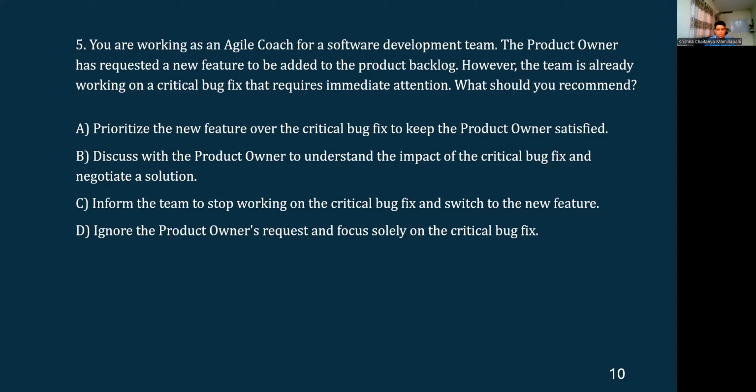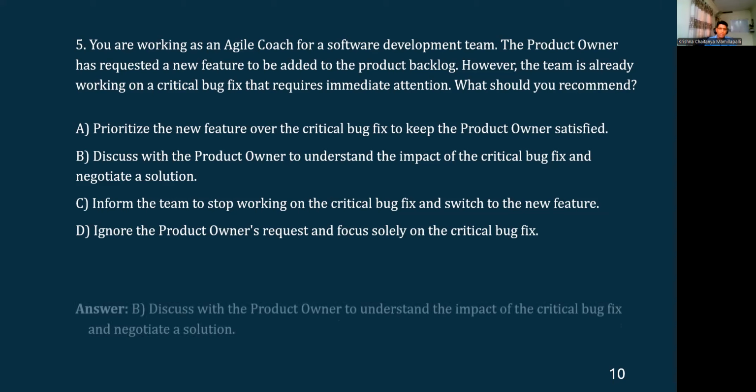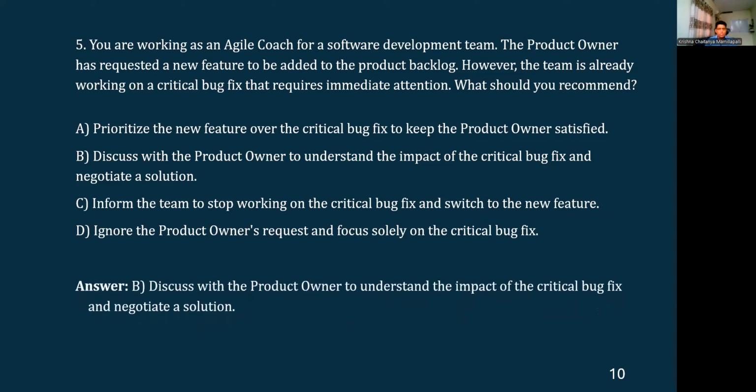So this could not be the right approach as well. This cannot be. So we can eliminate this option as well. So the right option or the approach that should be recommended in this particular scenario is option B, discussing with the product owner to understand the impact of the critical bug fix and negotiate a solution. So that's the right answer. Okay, now let's move on to the next question.